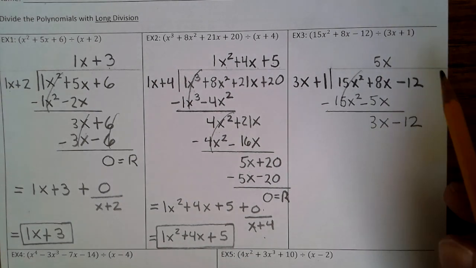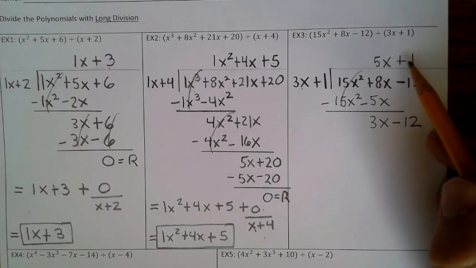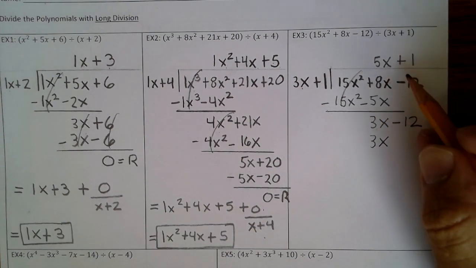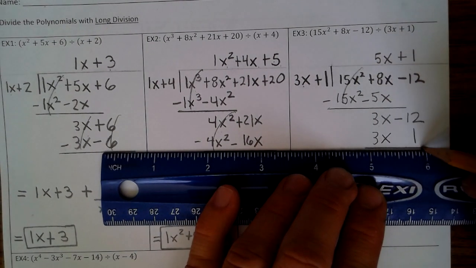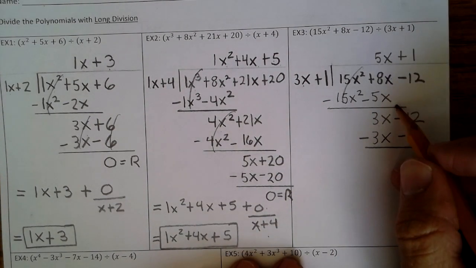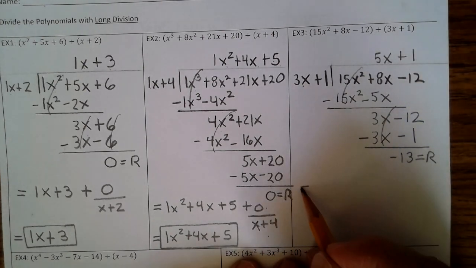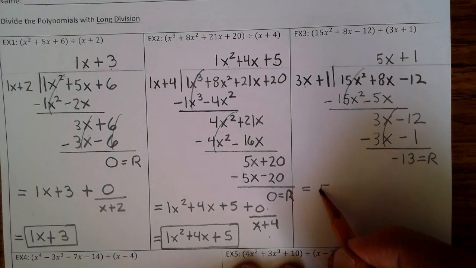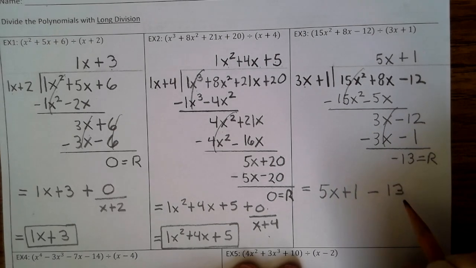Okay. Now you ask yourself, what do you multiply 3x by to give you 3x? The answer to that is plus 1. So 1 times 3x is 3x. 1 times 1 is 1. We now subtract. So that cancels. You're left with a remainder of negative 13. So your answer is 5x plus 1 minus 13 divided by 3x plus 1.